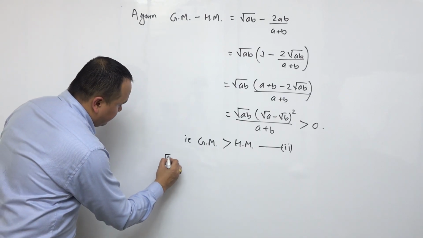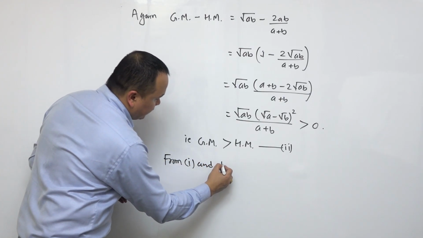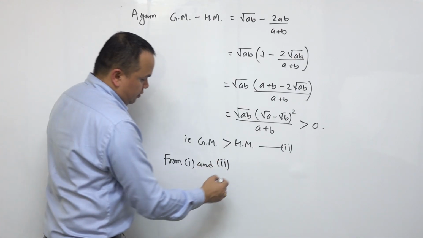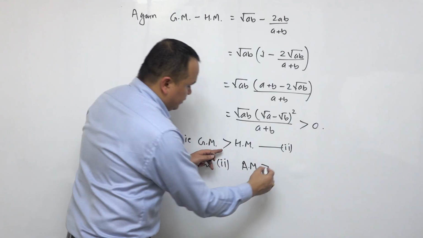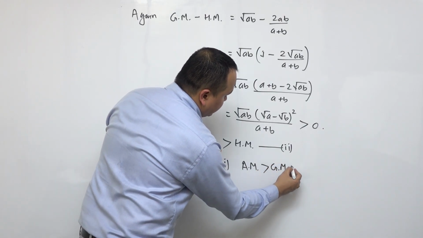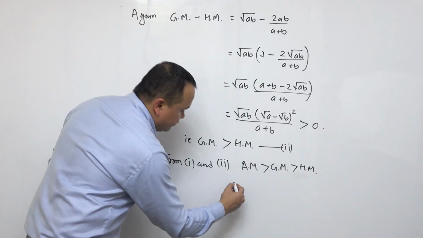From I and II, AM is greater than GM is greater than HM. Hence proved.